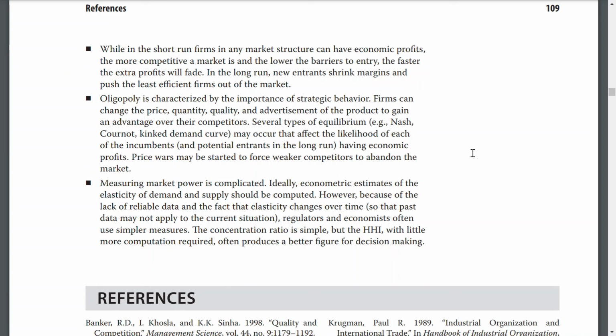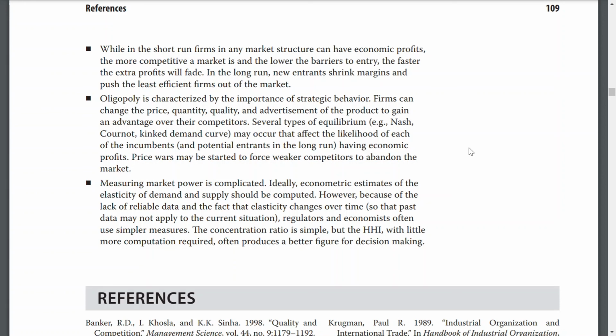Oligopoly is characterized by the importance of strategic behavior. Firms can change their price, quantity, quality, and advertising of the product to gain an advantage over their competitors. Several types of equilibria, for example Nash, Cournot, and kinked demand curve, may occur that affect the likelihood of each of the incumbents and potential entrants having economic profits in the long run. Price wars may be started to force weaker competitors to abandon the market.